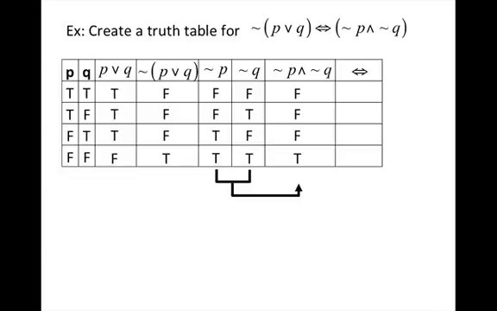Now for my biconditional, compare the column in front of it with the column behind it. So I'm comparing not P or Q to not P and not Q. The biconditional is true when these columns have the same truth values. Well, these columns always have the same truth values. That means these were logically equivalent statements, so the biconditional was always true.